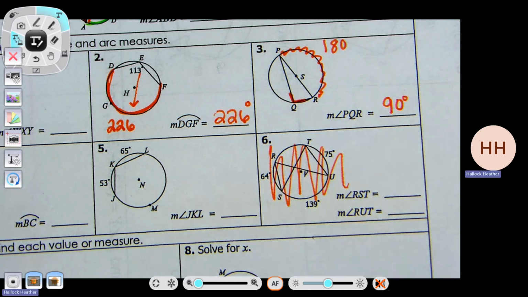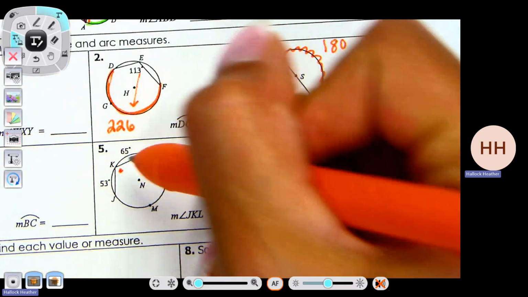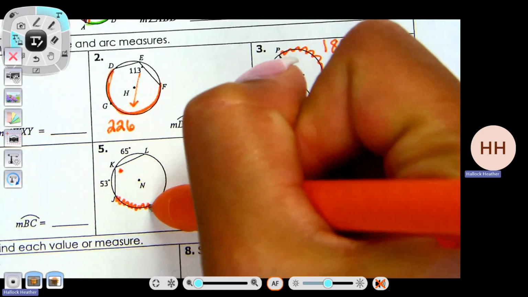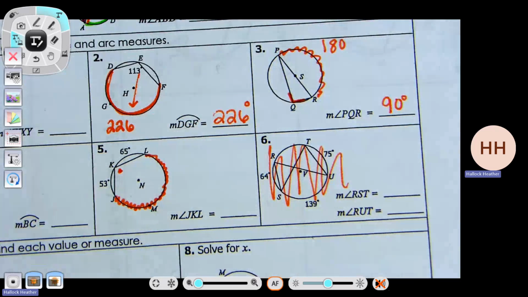Okay. We need to find JKL, which is like on the inside, right? So I gotta find this. So we know that that matches technically. It doesn't match. It's not equal, but we can use something with this arc. How can I find that big arc? Oh, add 65.